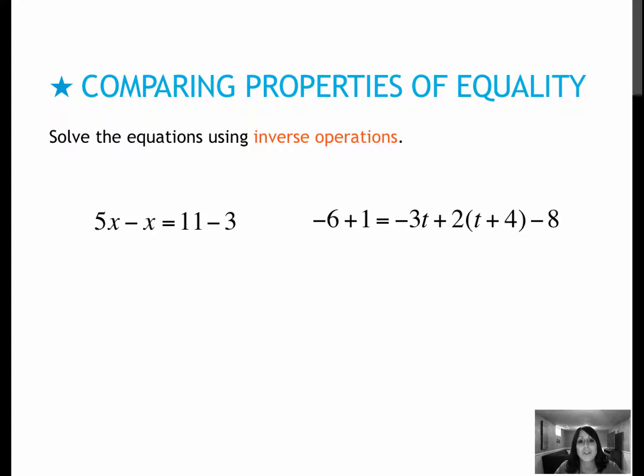Here are 2 of the tougher questions for you to try on your own. So go ahead and press pause, try both questions, then press play to see how you did.